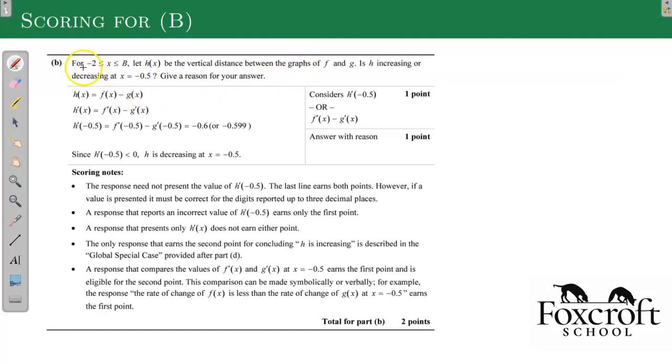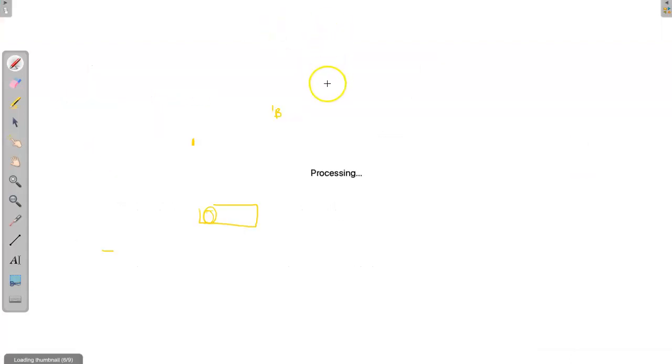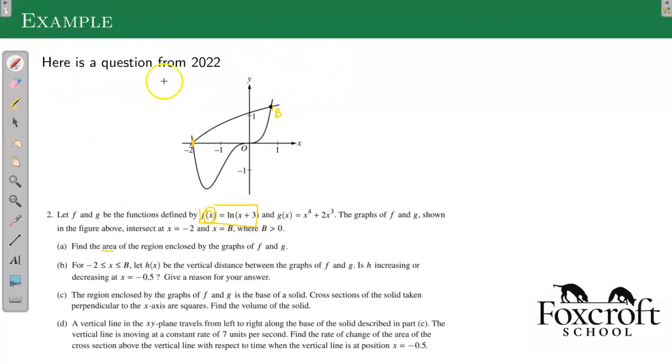All right, part B. Again, you're in the region. H of x is the vertical distance between the graphs of f and g. Is h decreasing or increasing at -0.5? The hardest part of this question for me is what is the actual formula for h of x? But if we go back to our picture, it's the vertical distance between these two graphs.